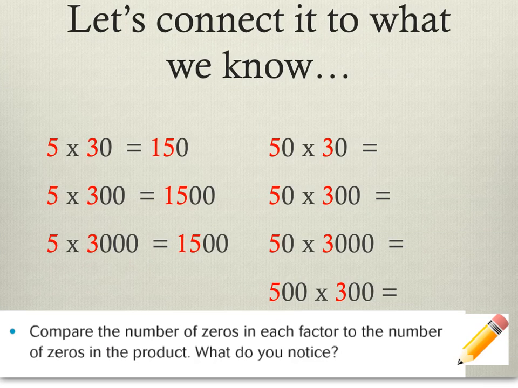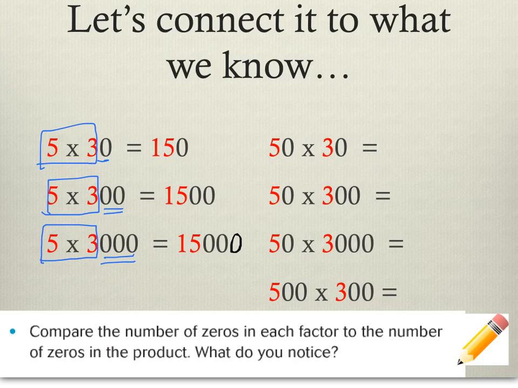Let's connect this to what we already know. I'd also like you to copy the examples on this page, as well as answer the question on the bottom. When we multiplied 5 times 30, we used our basic fact of 5 times 3 and then added the 0 since it was 30. We repeated that process for 5 times 300, instead adding 2 zeros, and 5 times 3,000, adding 3 zeros. We can do that same strategy here with multi-digit numbers.